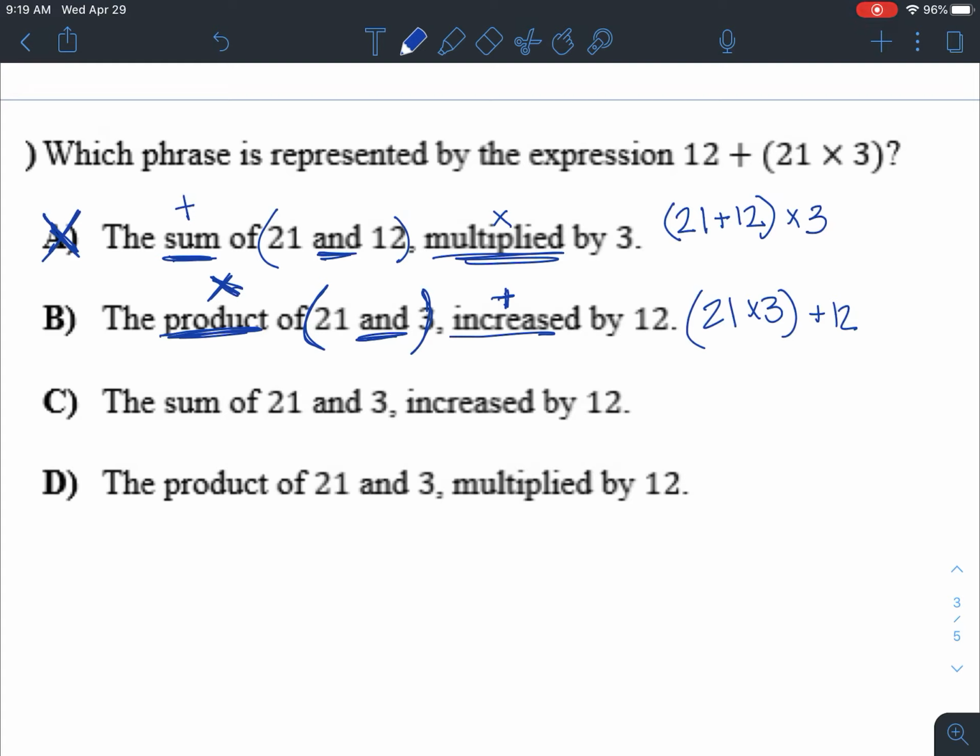One way to get your answer would be to solve both of the expressions and see if they're equivalent. For now, let's go ahead and just put a squiggle. Maybe B is the answer, but let's go through the rest just to make sure.